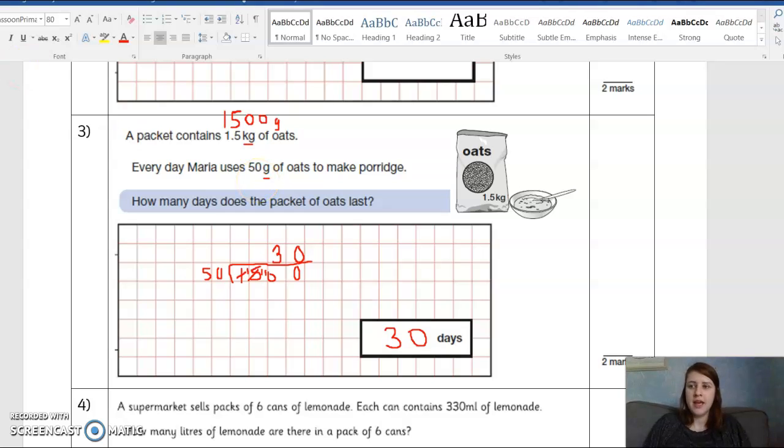So that will last her a long time. And that is all you need to do on that one. Make sure that your units are the same before you have a go at working it out.